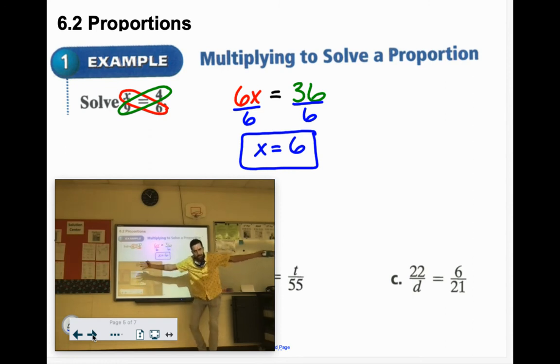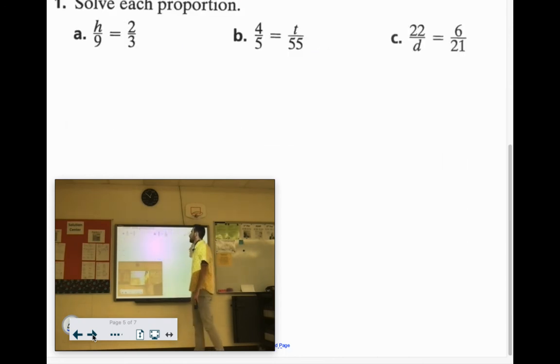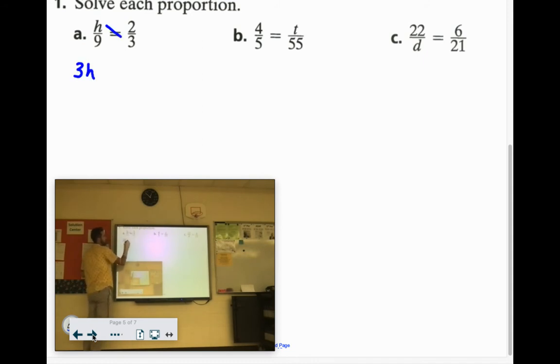That's it. Cross multiply, solve for x, or whatever variable. So here, if we multiply diagonally, h times 3 is 3h. Set that equal to 9 times 2, which is 18. So we'll divide by the 3 on both sides. And 18 divided by 3 is also 6.